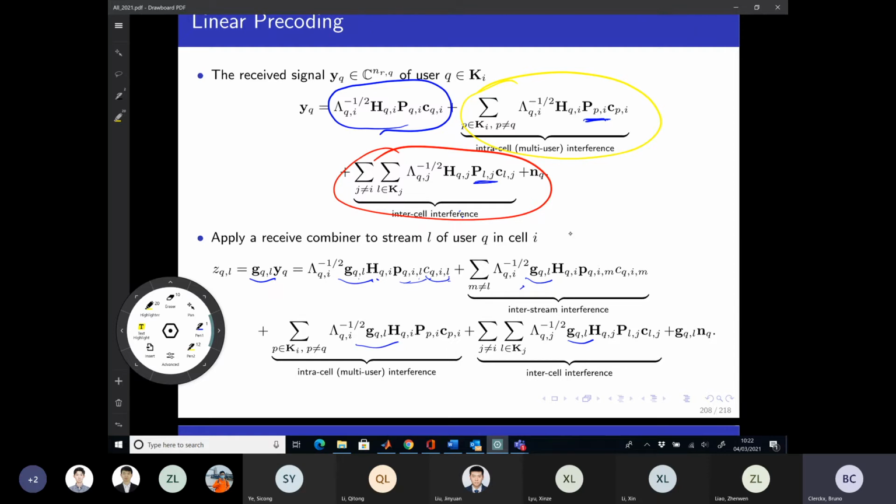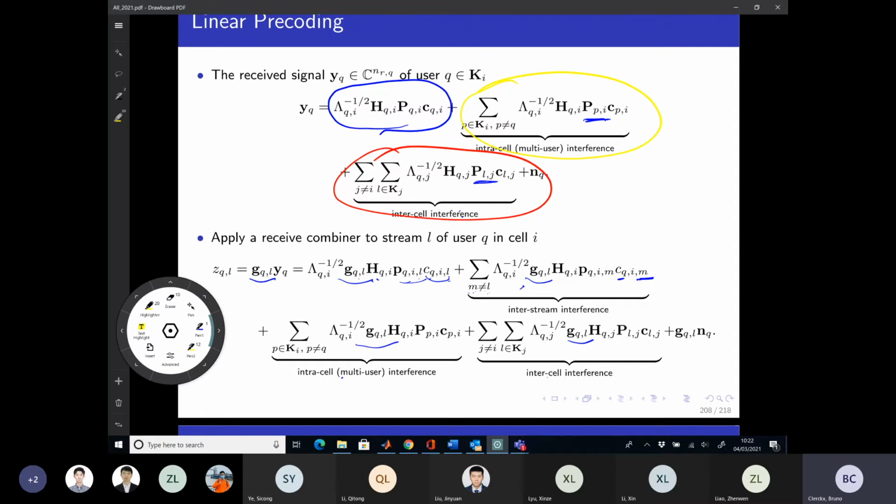Then I have inter-stream interference, which essentially tells me that I'm still looking at it from stream L's perspective, but I see interference from other streams that are intended for the same user. So I still have user Q, but stream M intended for user Q, where M is different from L. This is inter-stream interference. I have it because I'm transmitting multiple streams to that user. And then I have the intracell interference and intercell interference.